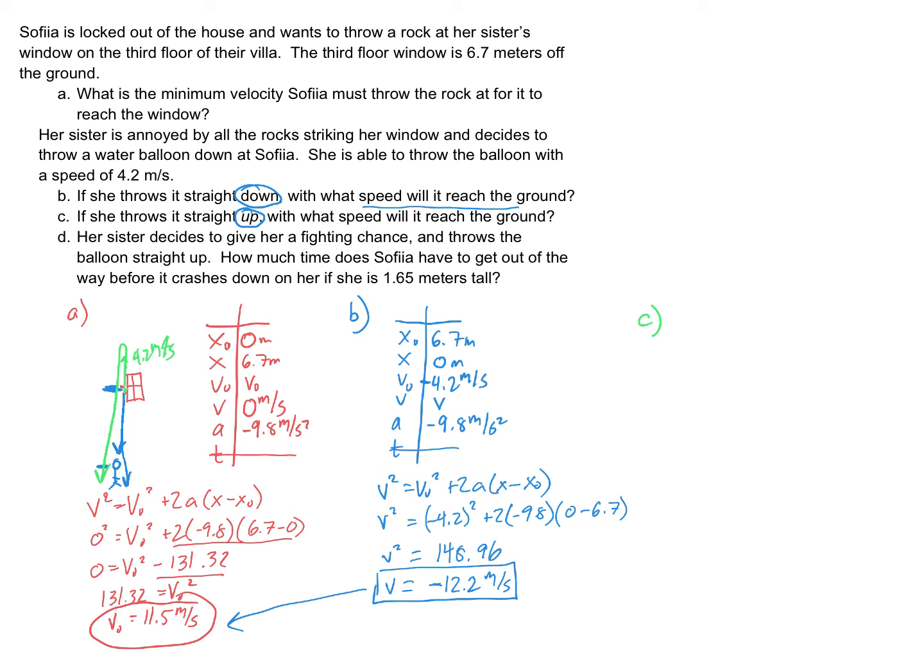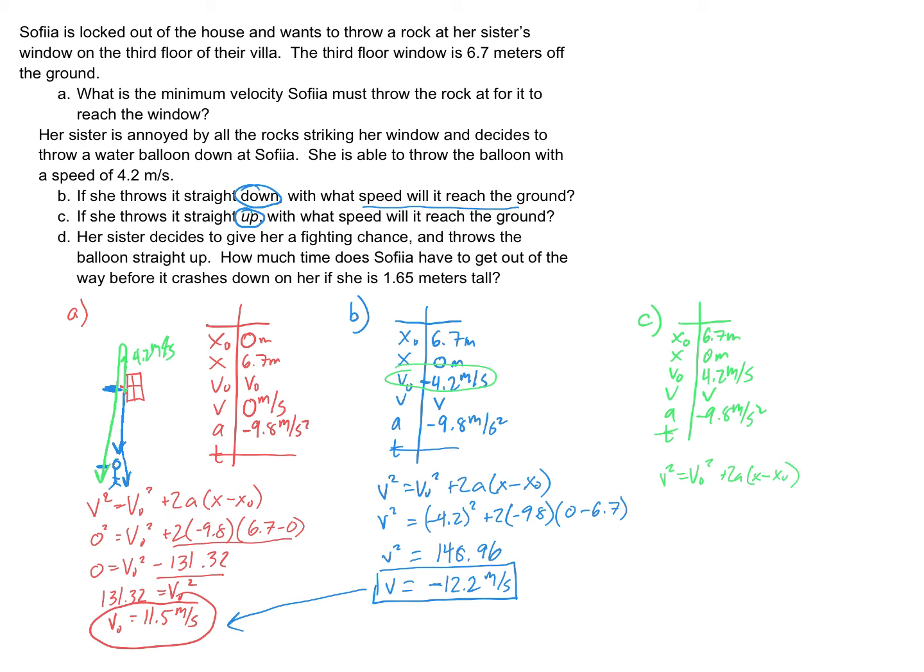But my table is going to be exactly the same, except my initial velocity, instead of being negative 4.2, is going to be positive 4.2 because I'm throwing it upwards. So let's make that table. Hopefully it looks something like that. Again, we're looking for that final speed, the V right before it hits the ground. We don't know time, so choose the equation without time. It's going to end up being exactly the same equation again, right? V squared equals V naught squared plus 2a times x minus x naught.